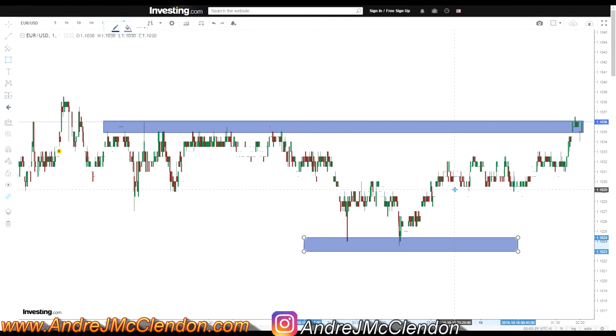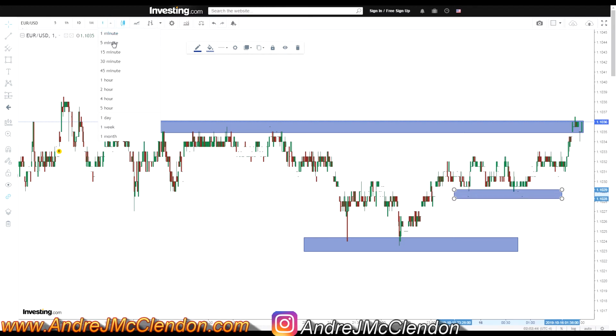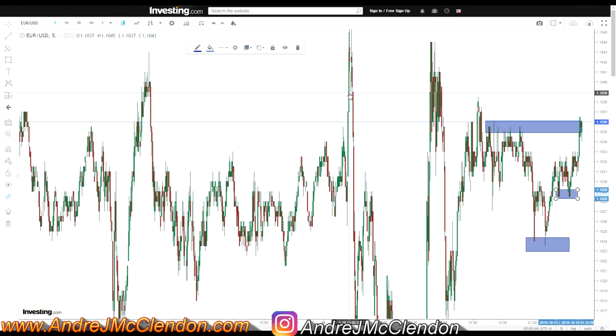There's different types of support resistances, but these are just horizontal ones. See how it hits this support, bounces, hits this resistance level, and it breaks through or continues? So these are some of the basics when it comes to support resistance on the 1 minute. But we're going to kick it to a higher time frame. Let's go to 5 minutes and see how the same thing plays out.